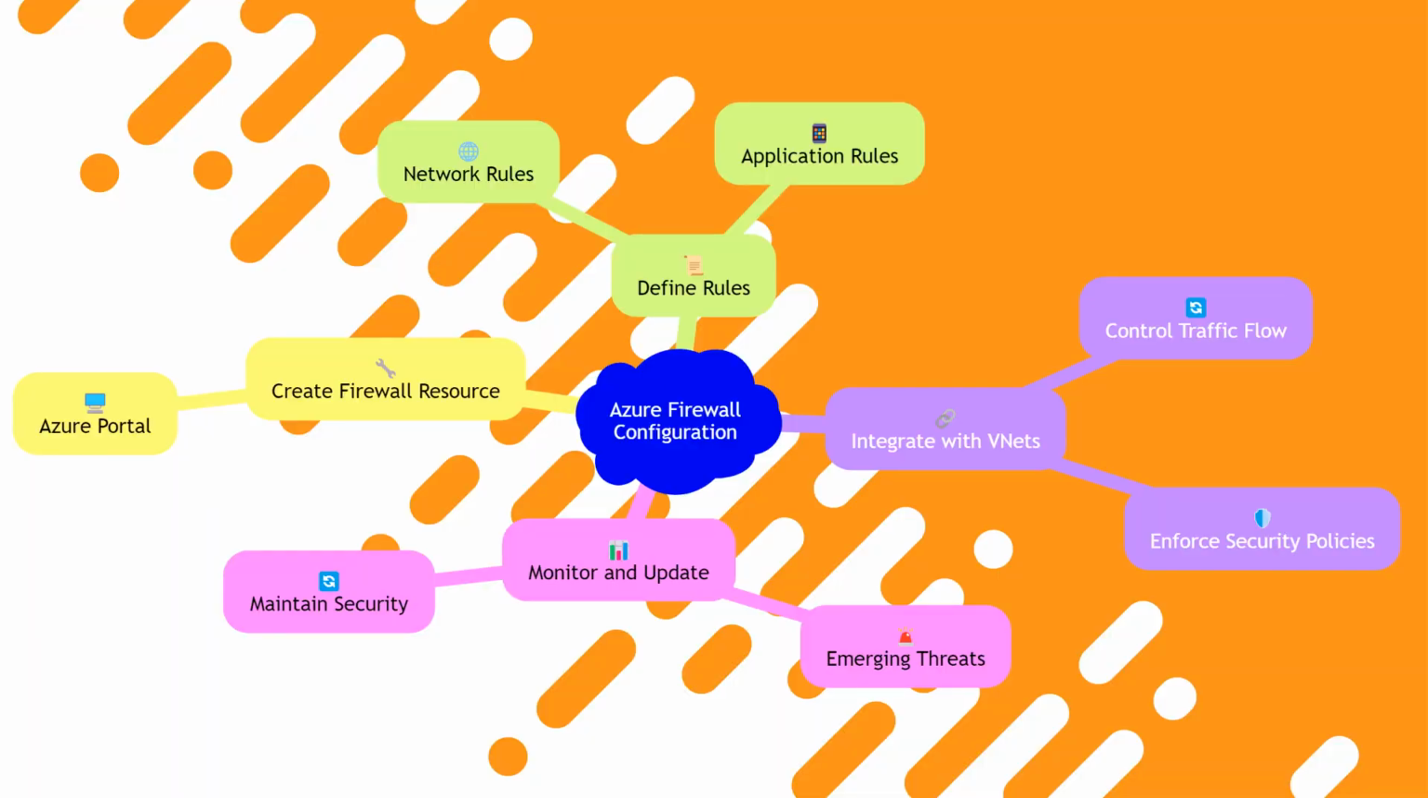To configure Azure Firewall, create a firewall resource in the Azure portal and define your network and application rules. Integrate it with your VNets to control traffic flow and enforce security policies. Regularly monitor and update your firewall rules to address emerging threats and maintain a secure network environment.